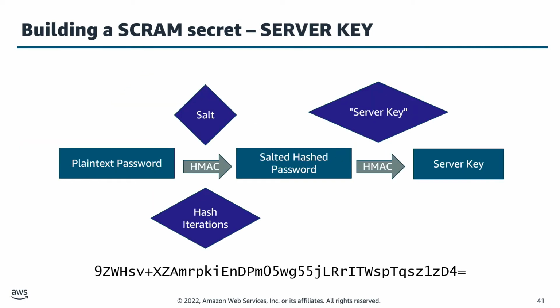So then the server key. The server key is similar to the client key, where we use HMAC. We take the salted hash password as the key, and we then take the literal string "Server Key" as the message, and that gets output as the server key. Again, this is just to understand how we formulate all of this crypto. We'll walk through how this all works in the algorithm. The good news is that you don't need to worry about this when using SCRAM, unless you're trying to implement the algorithm.